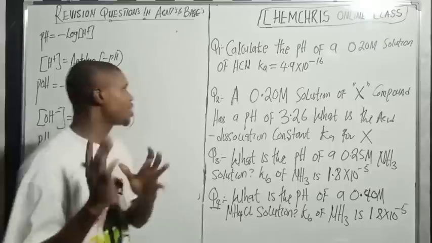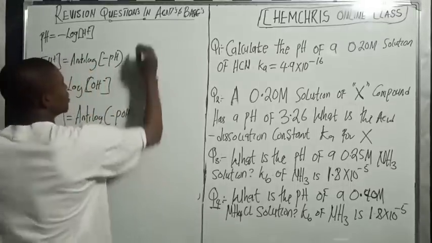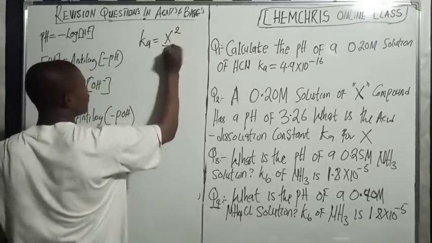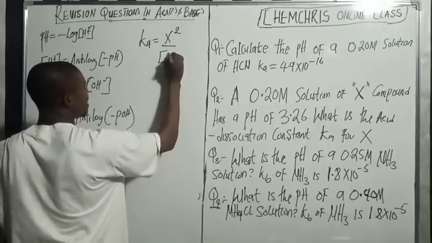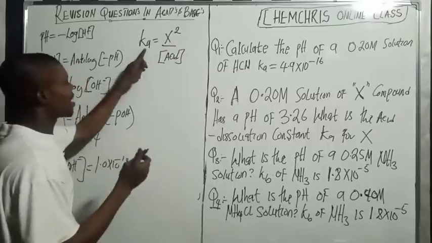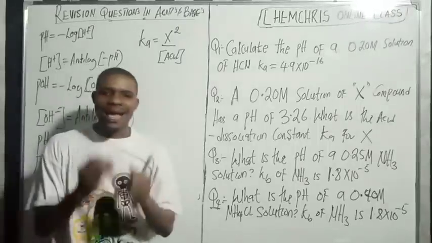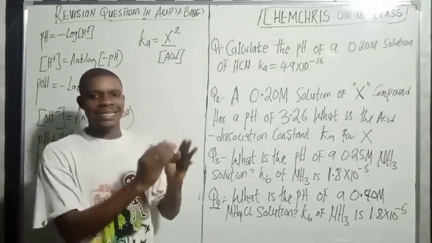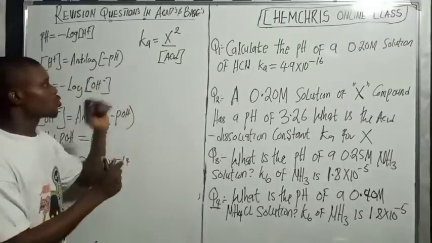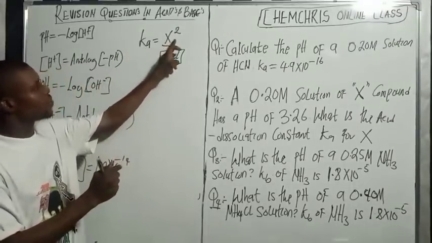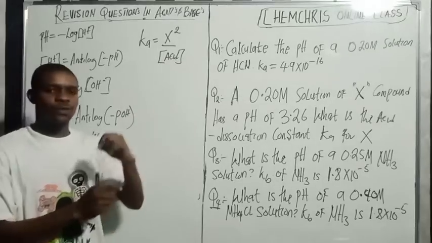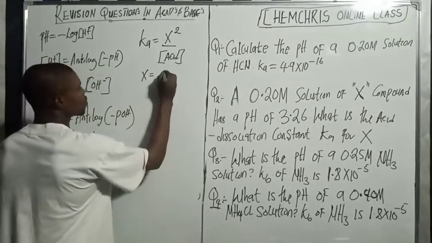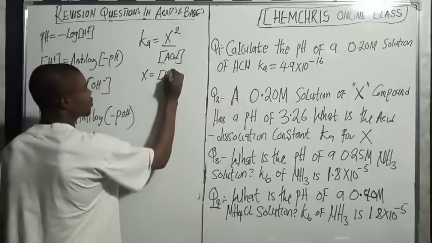Now, you can use a simple formula here. Here we have Ka equals S squared over the concentration of the acid. Now, Ka means acid dissociation constant or acid ionization constant. So whenever you have Ka, you are going to have S squared over the concentration of that acid. Now, S is equal to the concentration of H plus.